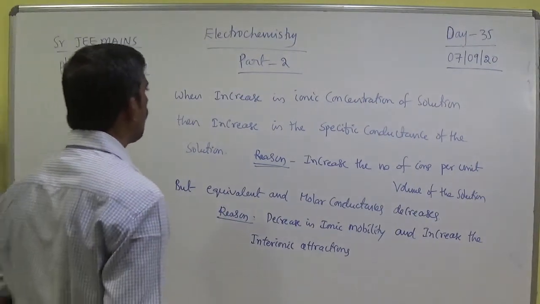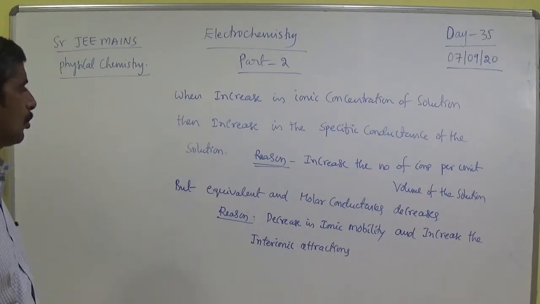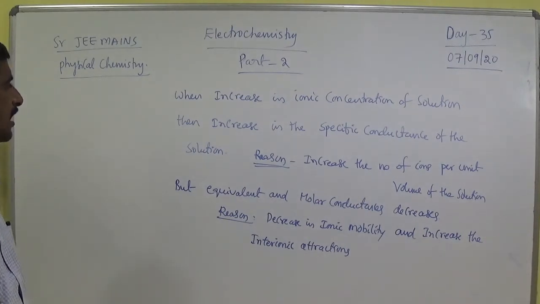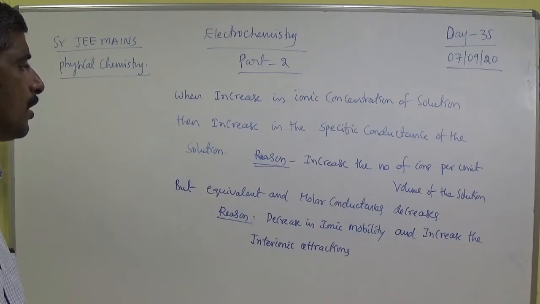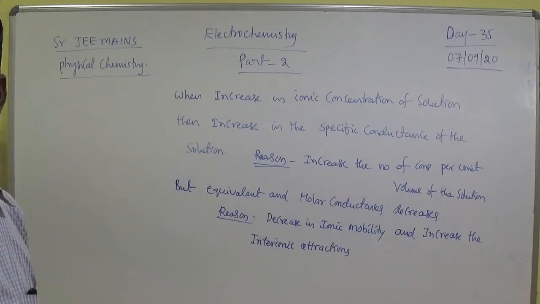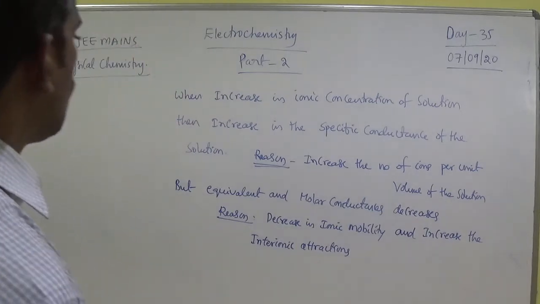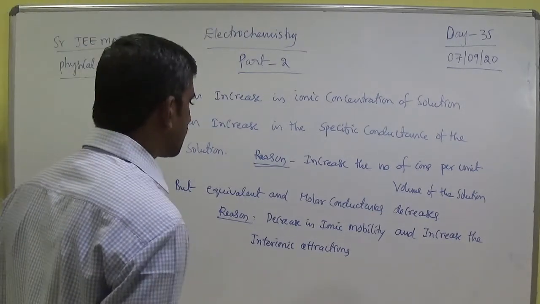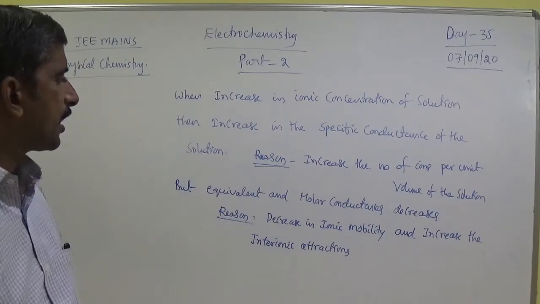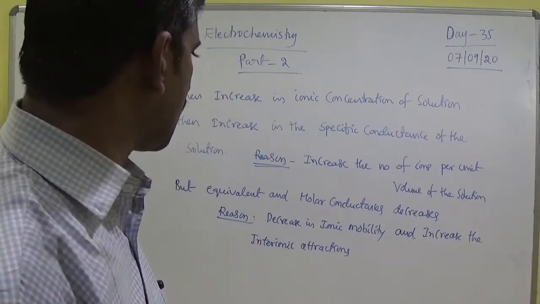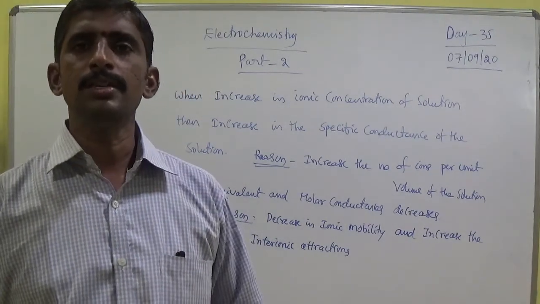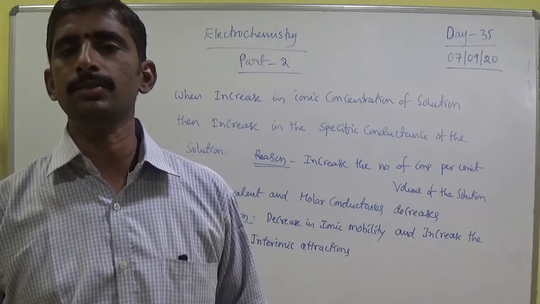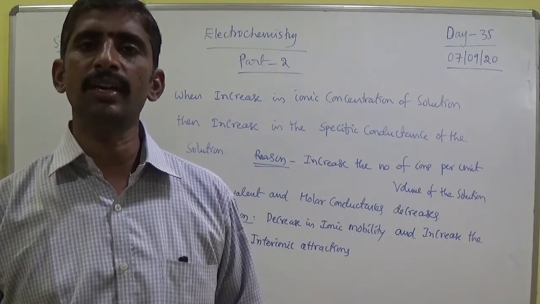So, when increase in ionic concentration of solution, then increase in the specific conductance of the solution. Reason: increase the number of ions per unit volume of the solution. But equivalent and molar conductances decrease. Reason: decrease in ionic mobility and increase the interionic attractions. So these are simply the variation of specific, molar and equivalent conductance.